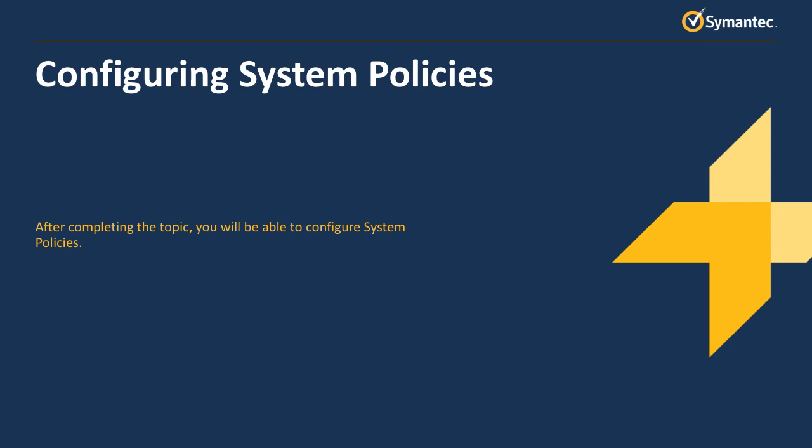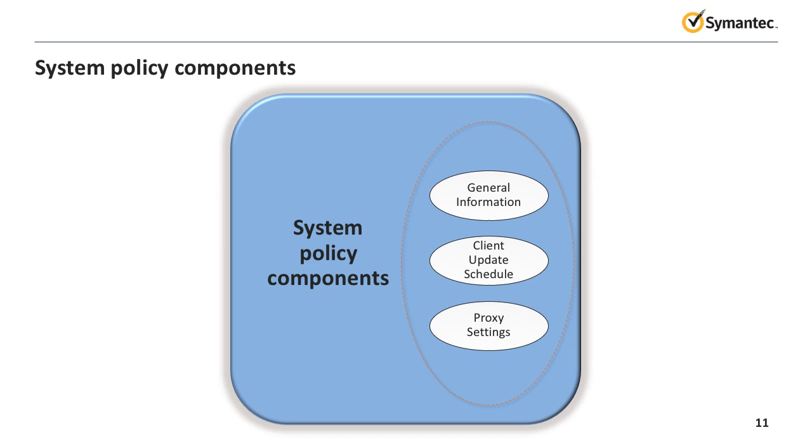This is the Configuring Systems Policies topic. After completing the topic, you will be able to configure system policies. A system policy lets you configure the settings that security clients use when they communicate with Symantec Endpoint Protection Cloud. You can apply only one system policy per group.